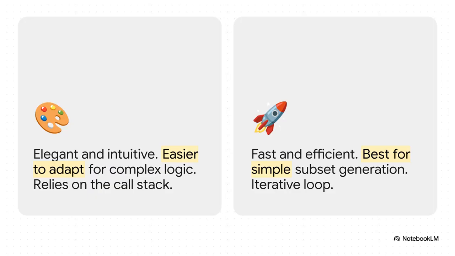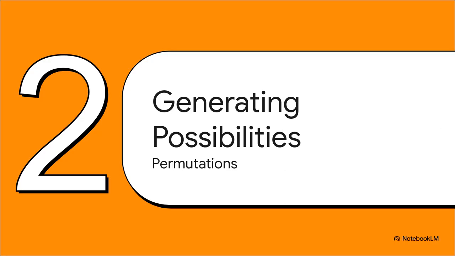So, the big question, which one do you actually use in an exam? Well, it really comes down to a trade-off. Recursion is more intuitive for sure, and it's way more flexible if you need to add complex rules. But if you're just after raw speed, the bitmask is king. No contest. When you just need to generate all the subsets fast, the iterative bitmask is usually the way to go.